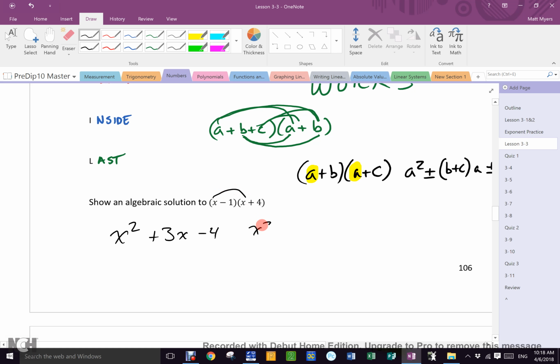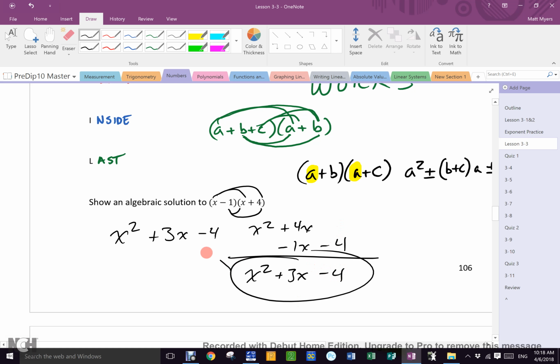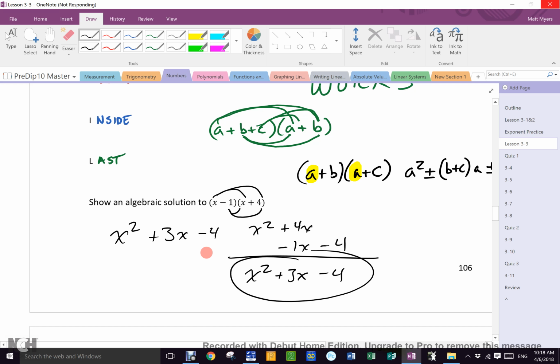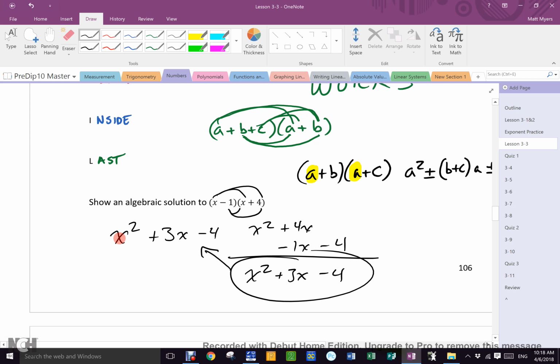First, x squared. Outside, plus 4x. Inside, minus 1x. Last, minus 4. Put it together, x squared, 4 minus 1, plus 3x, 0 minus 4, negative 4. Oh my good gravy. All of you should have seen that trick somewhere, right? Good. Remember though, it only works when it's a single variable.